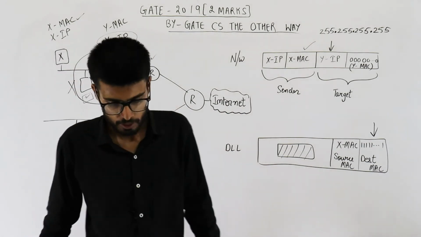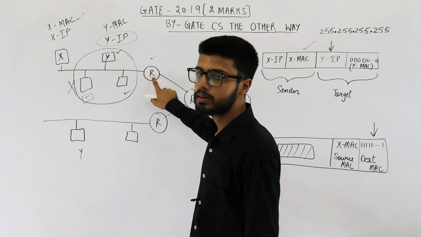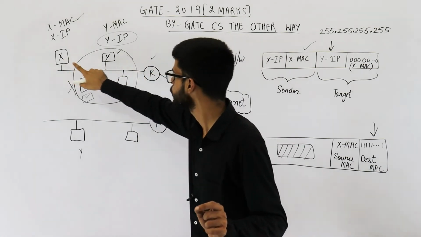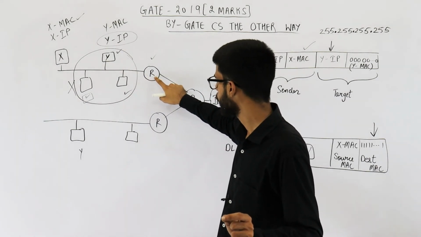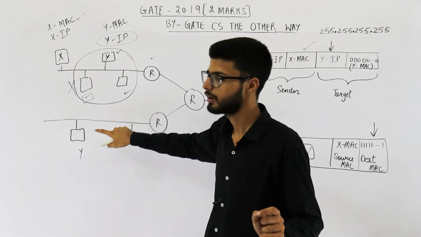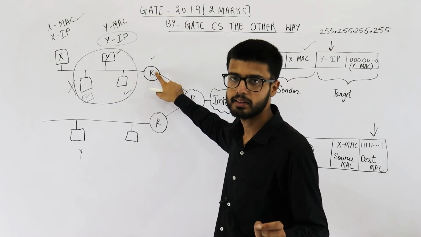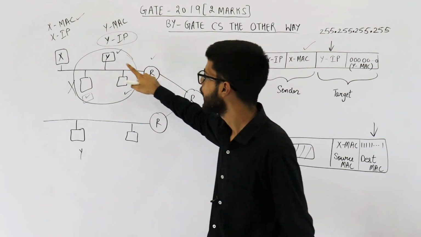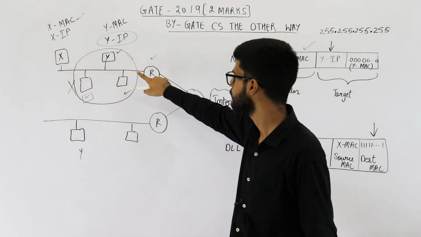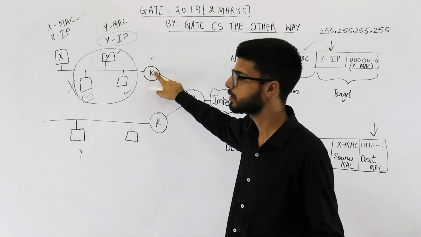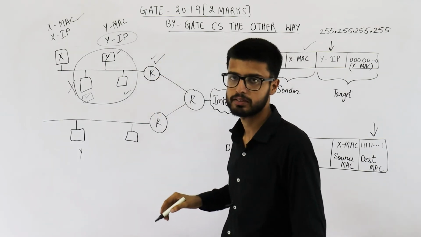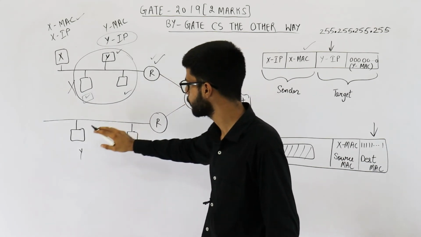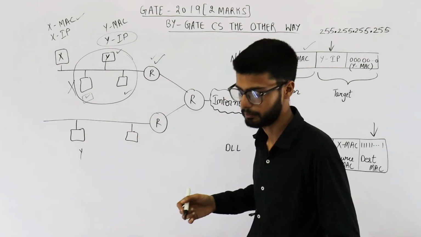X might not know the MAC address of this router. X wants to send a message to this router for the purpose of sending it to Y. Now X might know the address, or X might not know the MAC address of this router. In that case, X might send a broadcast ARP request asking the MAC address of this router. So first the message will be sent here, then it will be forwarded to this Y.